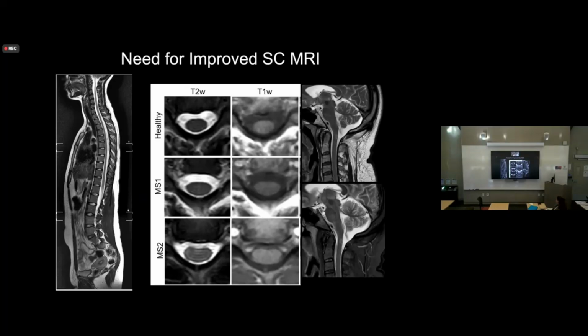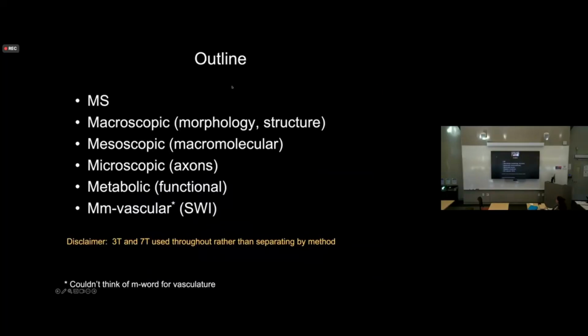And what we're going to talk about is we're going to talk briefly about MS. I want to really bring up 5 different areas that we're going to look at. We're going to look at the macroscopic, so this is morphology and structure. Then the mesoscopic, the intermediate here, so we're going to be looking at macromolecular features. And then we're going to extend this to microscopic, looking at axons, and we understand that's going to be diffusion. Look a little bit at metabolic. And then I couldn't really think of another word for vascular, so we call it vascular.